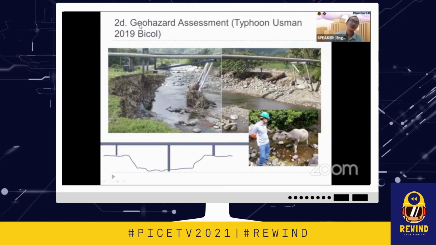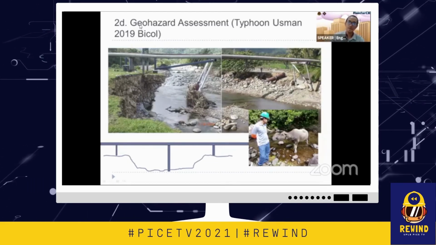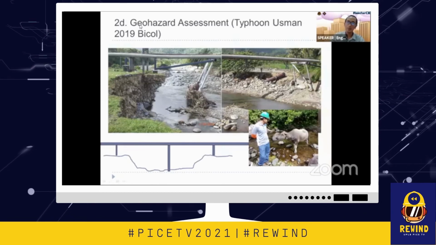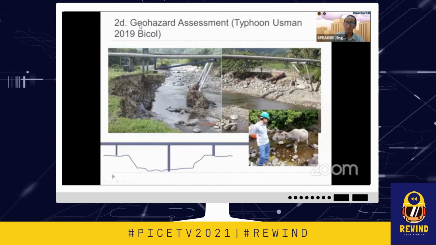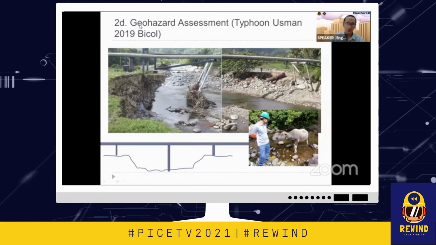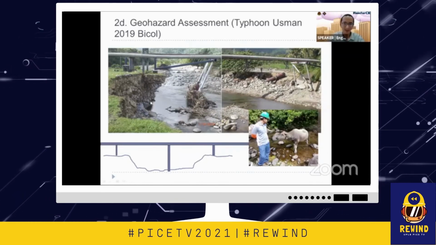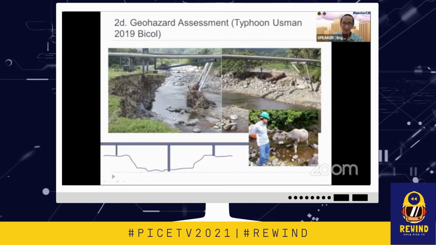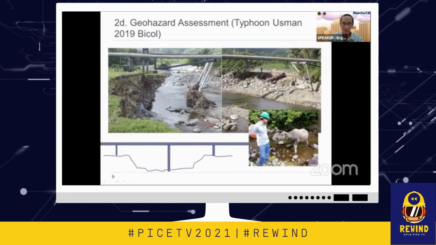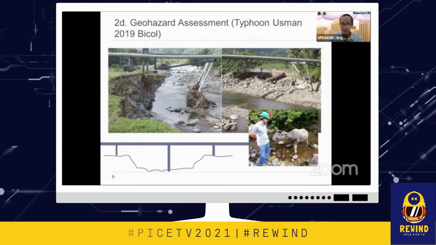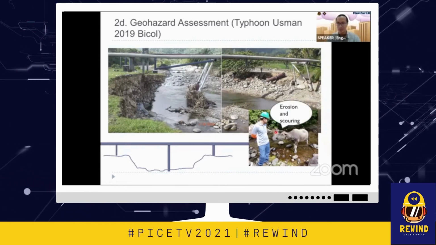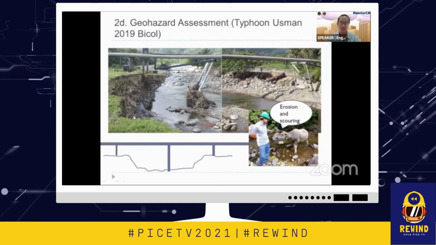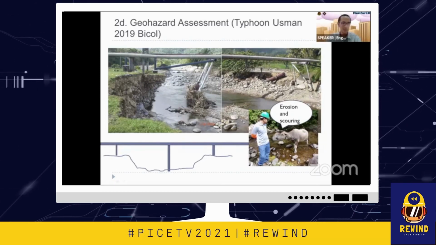Okay, so this one is the geohazard assessment during Typhoon Usman 2019 in a geothermal site in Bicol. So what happened here, guys? That's me. I'm talking to a Carabao. And the Carabao answered: erosion and scouring. Okay, so what happened here?